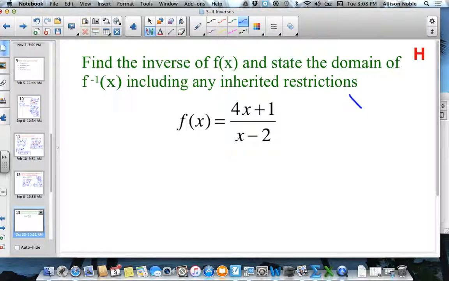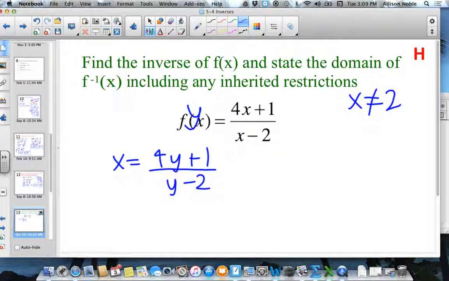So our initial domain restriction is just 2. You only have domain restrictions when you have an x in your denominator or when you are taking the square root of something. So x cannot be equal to 2. I'll leave that alone for a second and then solve how I usually would. So I need to change this to be x equals 4y plus 1 over y minus 2.